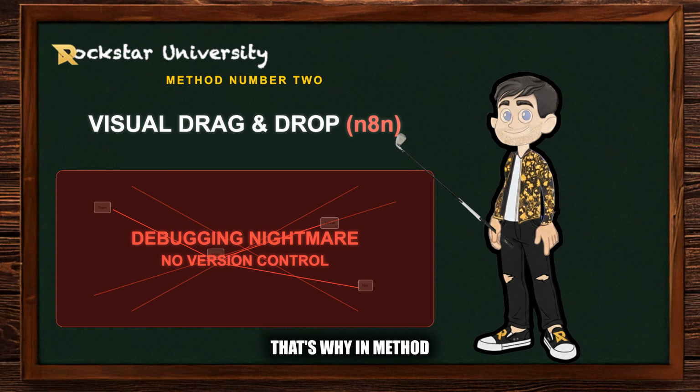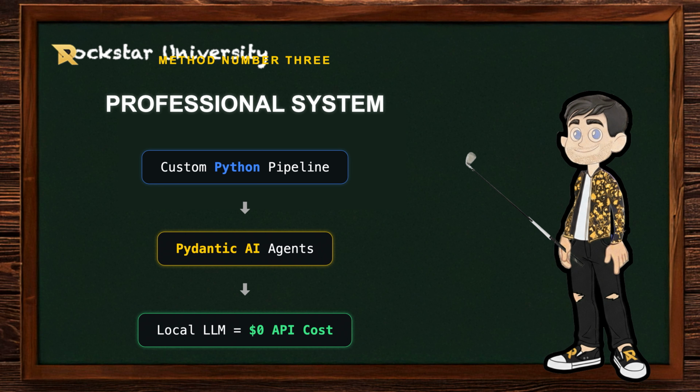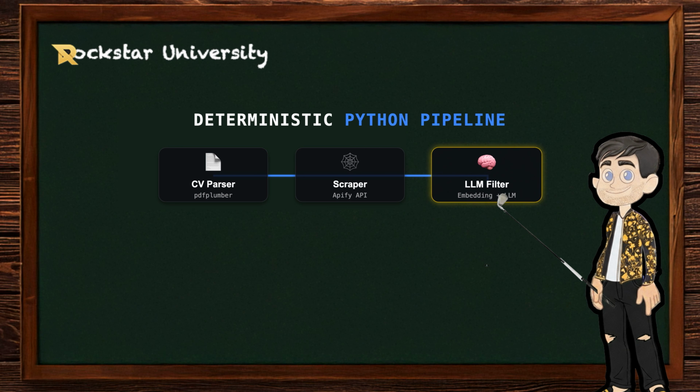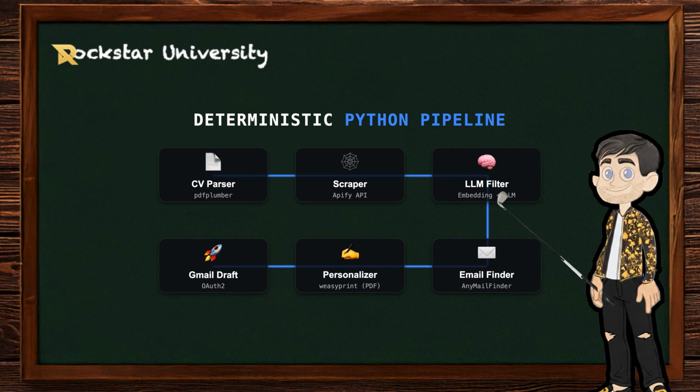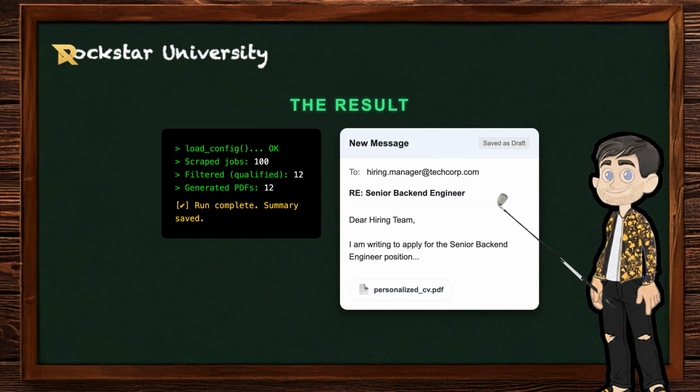That's why in method number 3, I will show you how to build a proper system using professional tools: a custom Python pipeline using Pydantic AI. Everything will rely on local LLMs, meaning you pay $0 in API costs. Here is the exact architecture.